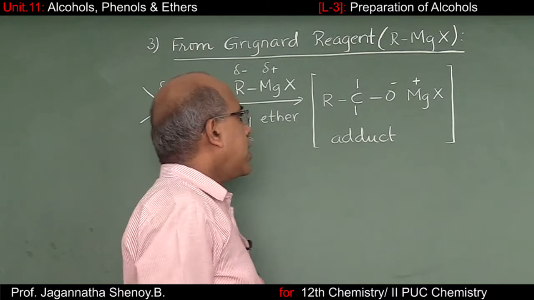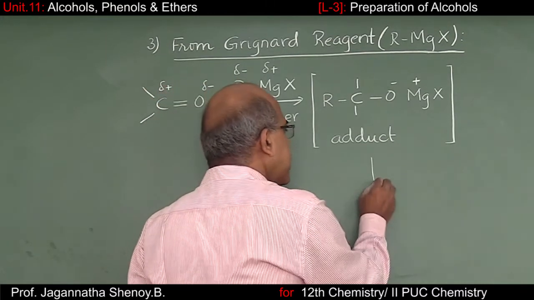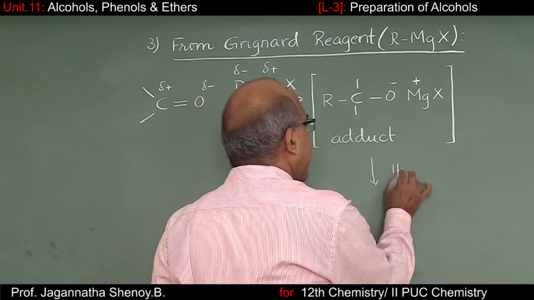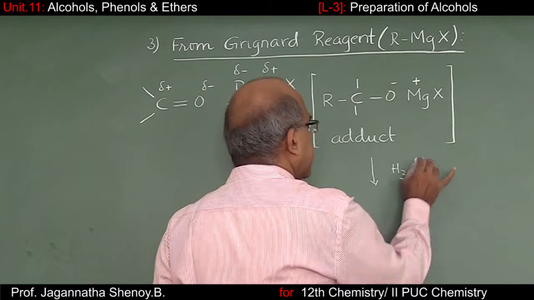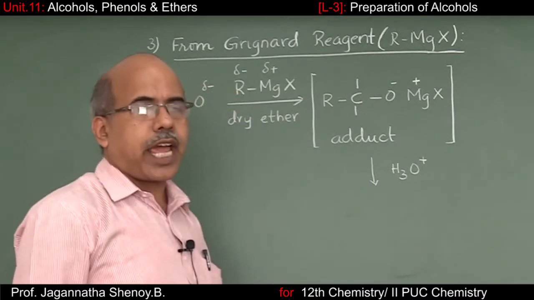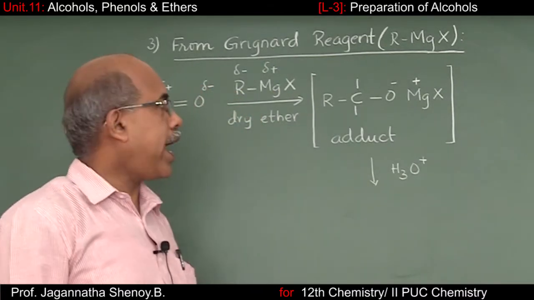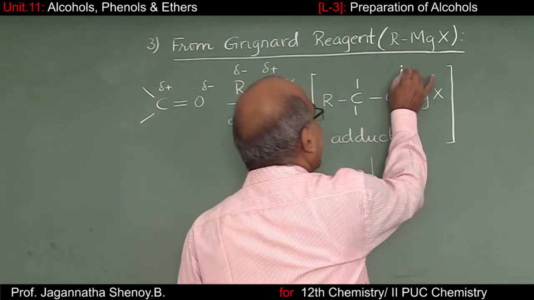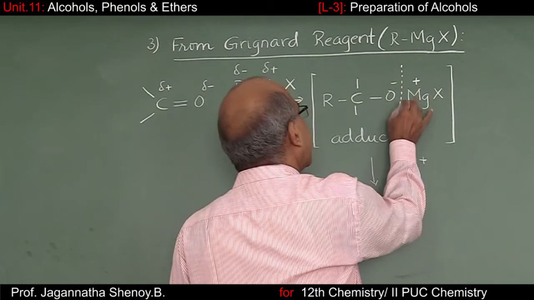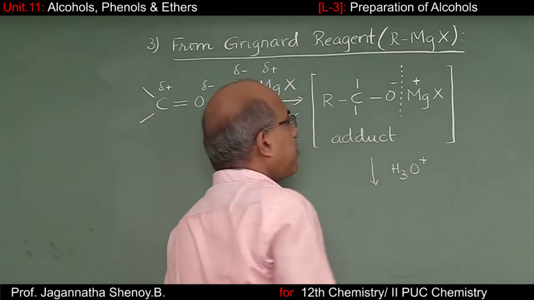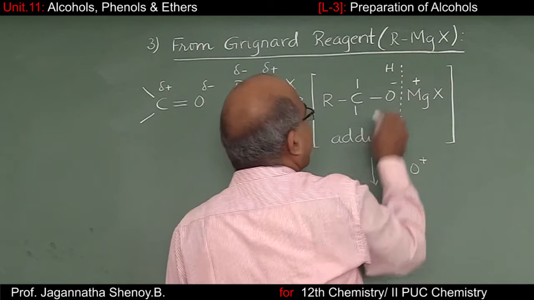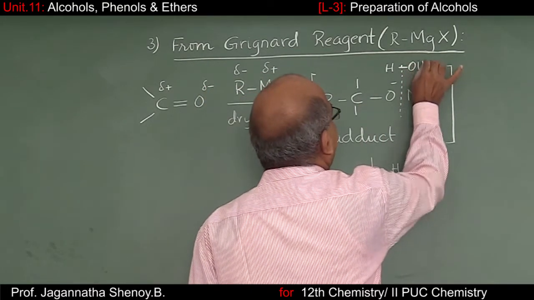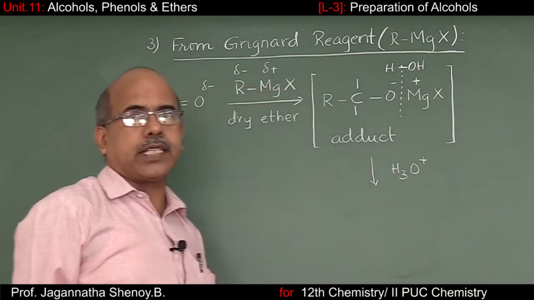Now this particular addition compound, I can subject it to acidic hydrolysis. So I'll go with H3O+. Or in other words, H2O in presence of H+. So in what way does the reaction take place? The hydrolysis takes place over here. I'll represent the water molecule this way. The positive part of water is hydrogen and the negative part of water is OH.